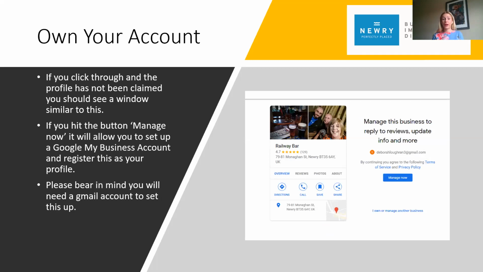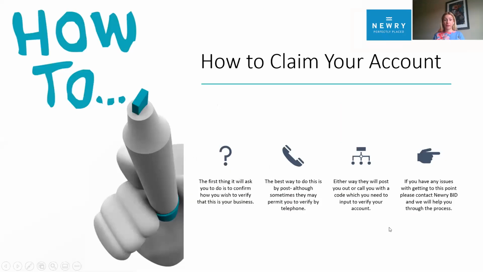If you click through and the profile has not been claimed, you should see a window similar to this. So I just looked for a business in Newry that hadn't been claimed and the Railway Bar came up. If you hit the button Manage Now, it will allow you to set up a Google My Business account and register that as your profile. But again, as I said earlier, make sure that you have a Gmail account in place to set this up. So if I was the owner or the manager of the Railway Bar, I would click Manage Now and it would allow me to set up a Google My Business.